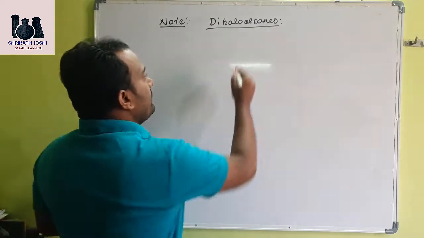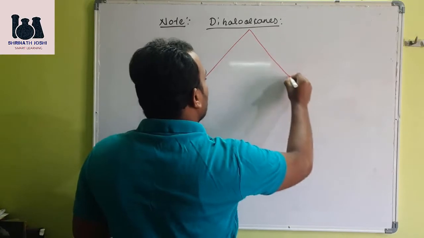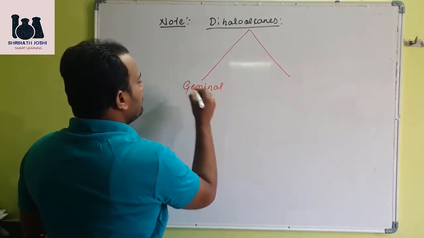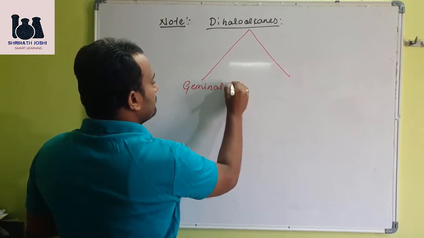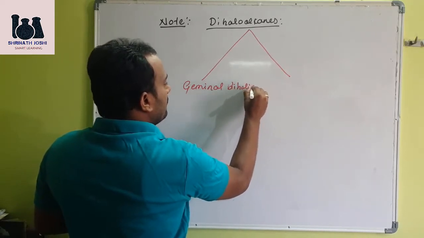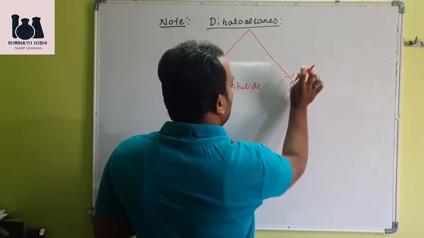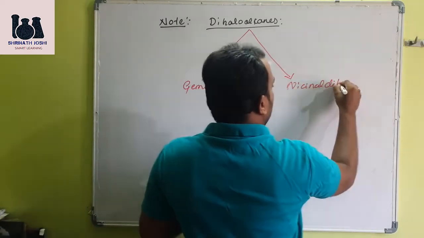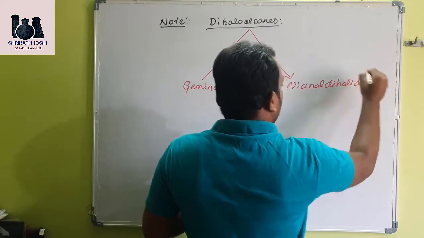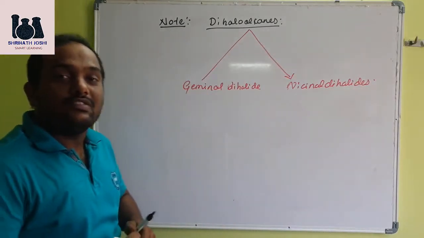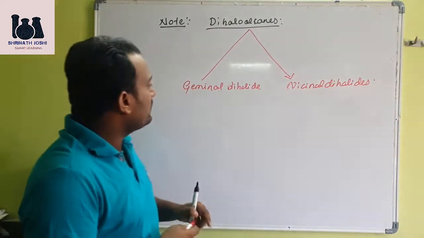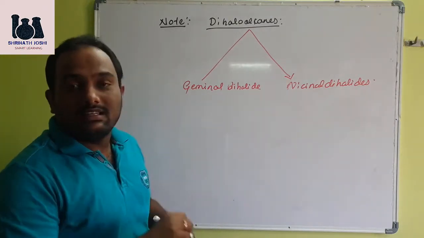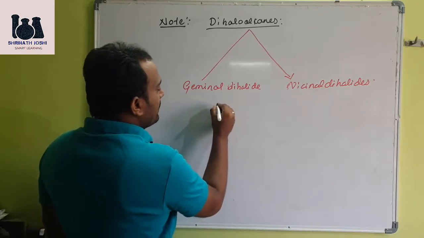Based on the type of bonding, we again classify them as geminal dihalides and, second, vicinal dihalides. Geminal dihalides and vicinal dihalides are the two classifications for dihalides or dihaloalkanes. Look into this one. I will write the example, then you will come to know.